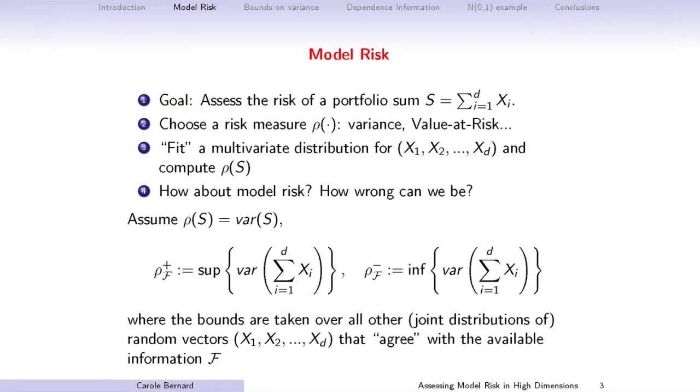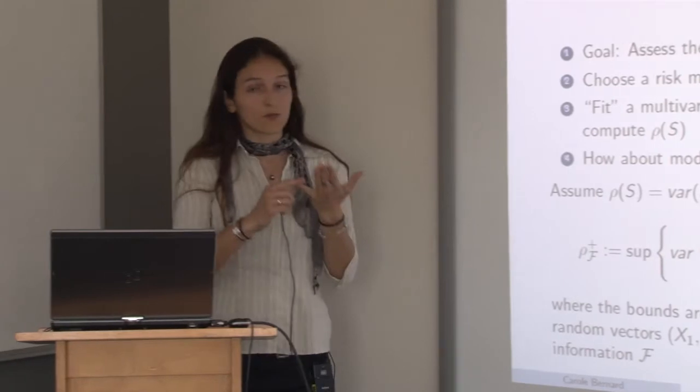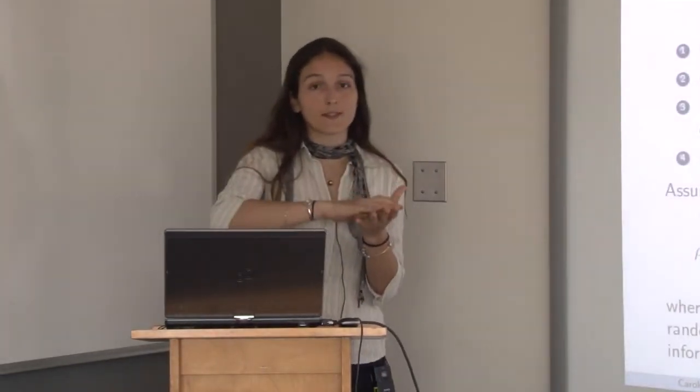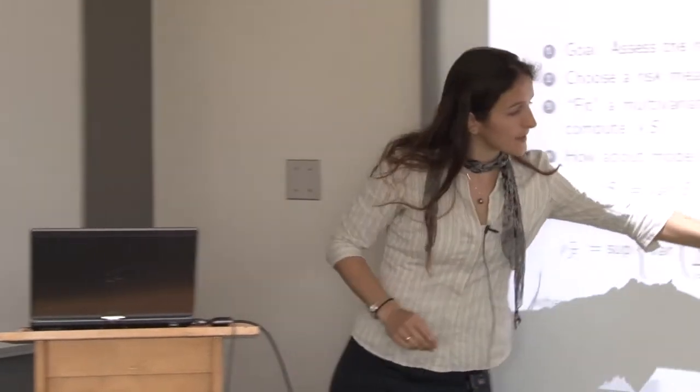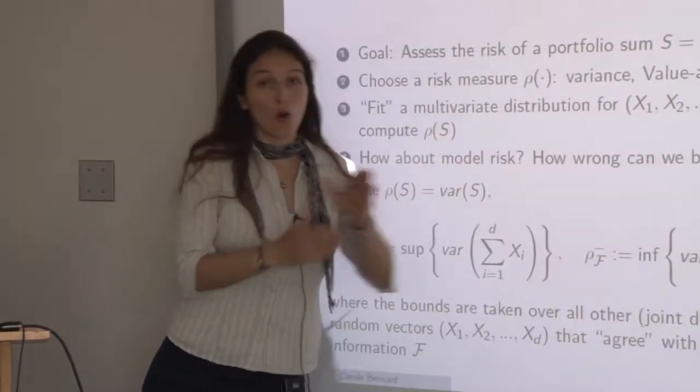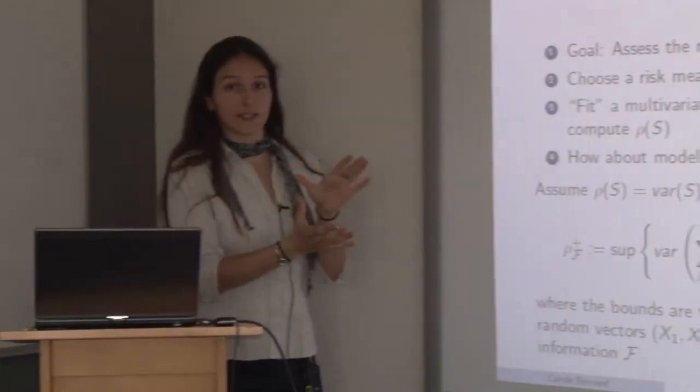In fact, what we want to assess is how wrong we can be, how much model risk there is behind that, because we chose a risk measure and a multivariate distribution here. So if we take this risk measure to be the variance of the sum, what we're going to do is find out what is the maximum variance and what is the minimum variance. So this is going to be the minimum variance over all the sums, all the aggregate risks.